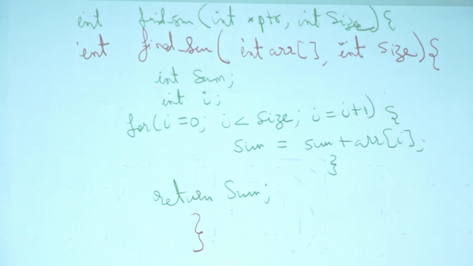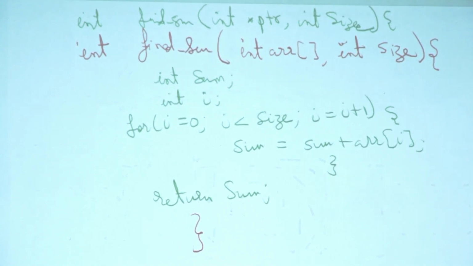This is the body you write, like any other body that you write. We said int sum, int i, we went from 0 to size minus 1, i is equal to i plus 1, sum is equal to sum plus arr of i. I should have initialized sum to 0, and then we return sum. That's it. This is the function. Clear? Now, what is the beauty of the function? I can call it with any array, and it will return the sum.